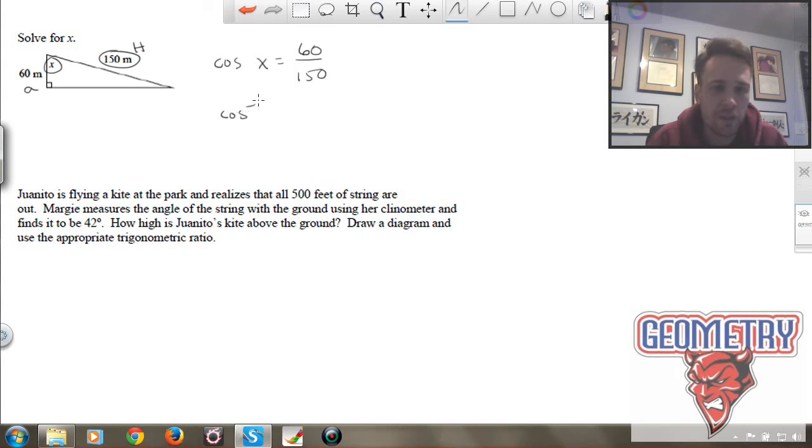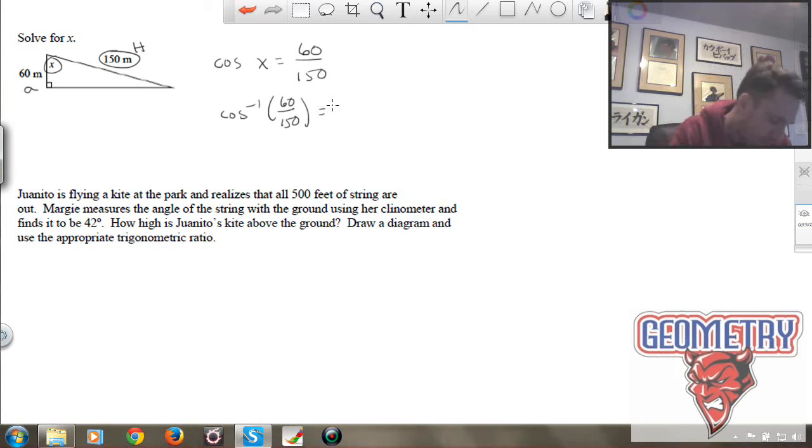So in order to solve this, we have to do the inverse cosine of 60 over 150. And we do that on our calculator. So the inverse cosine of 60 over 150 ends up being 66.422 degrees.